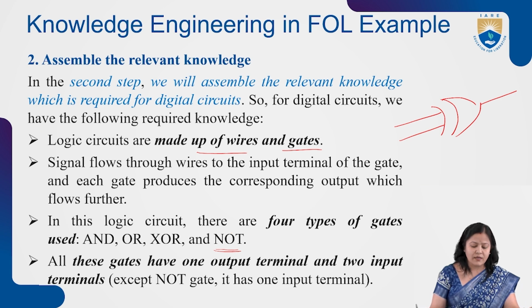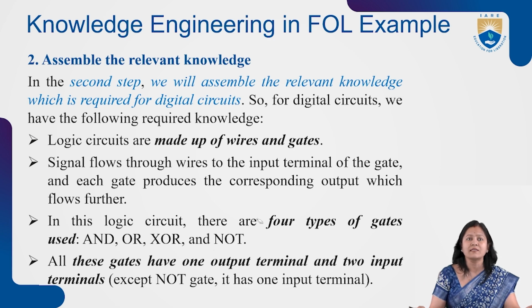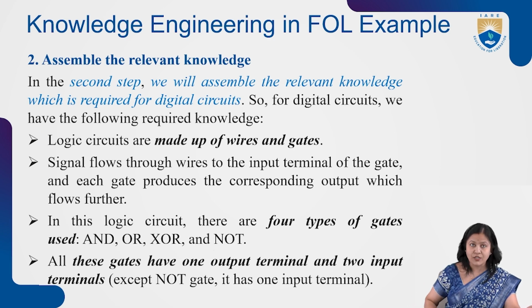AND gate, OR gate, and XOR gate take 2 inputs and provide 1 output, whereas the NOT gate takes 1 input and provides only 1 output. What are the truth tables for all the gates? How many inputs they take, how many outputs they provide, how they are connected, what type of wires are used. All these kinds of internal information about the structure we have to gather in the second step. That is why this step is called assembling the relevant knowledge.